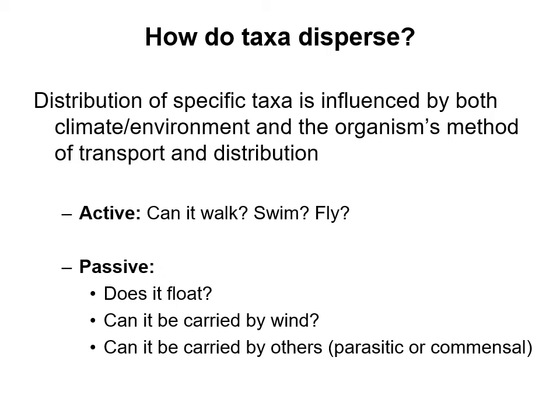Now think about how climate and environment are going to play a role in that too. If it's an organism that is able to be passively transported by floating, then the environment, being an aquatic environment, is going to be useful. Climate also plays a role too. For example, if we're talking about the distribution of plants, climate and then wind patterns are going to play key roles in this as well.